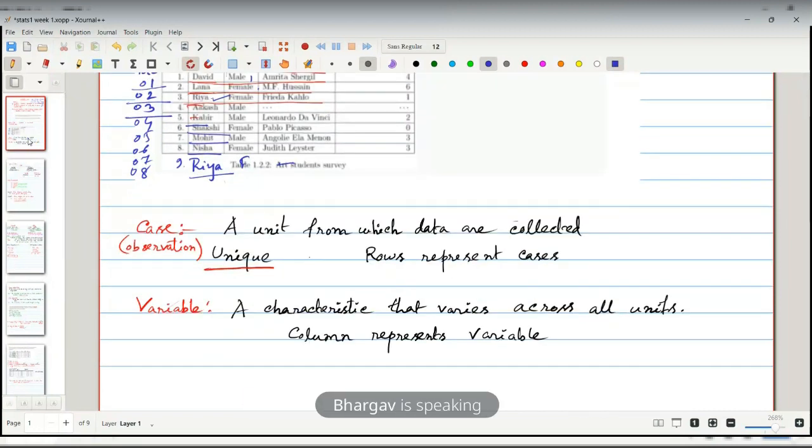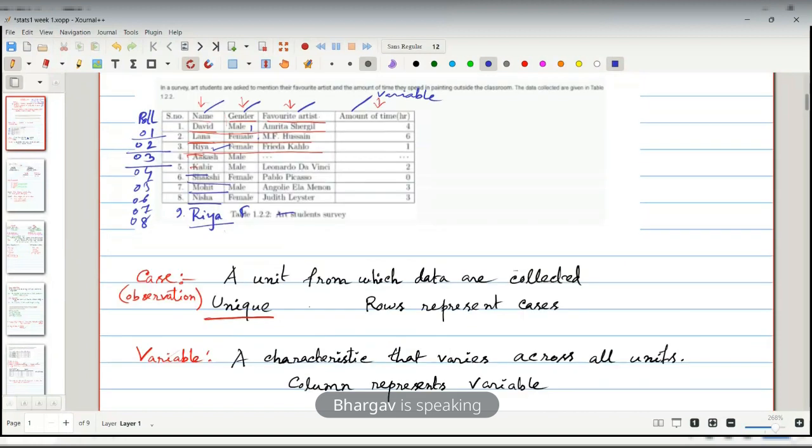So what will be the names? What would be the name? Name is a variable. These vary along the column.